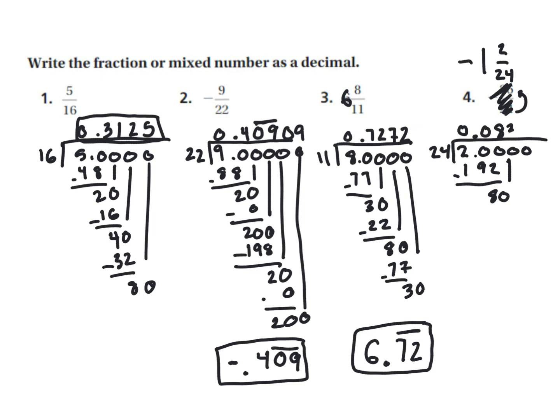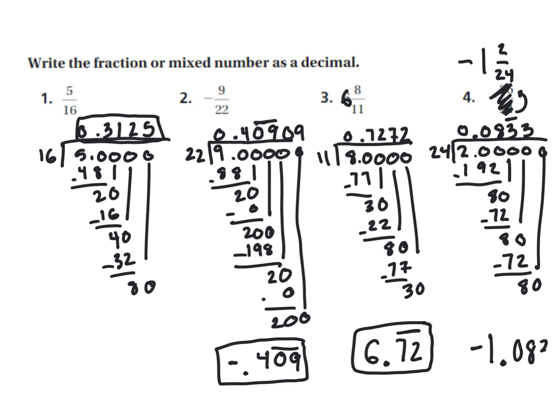24 is going to go into 80 3 times. And 24 times 3 is 72. 24 will go into 80 3 times. And so now we can see that's going to repeat. It's going to be a 3 repeating. And now we can bring back the negative 1.083, and the 3 will repeat.